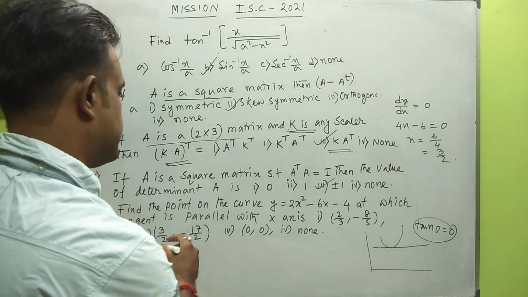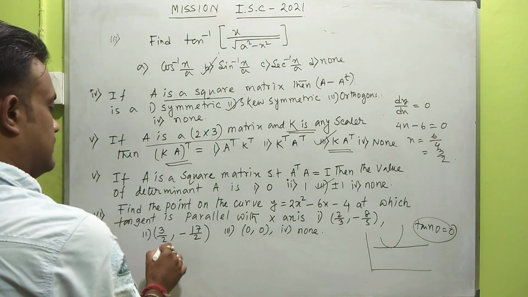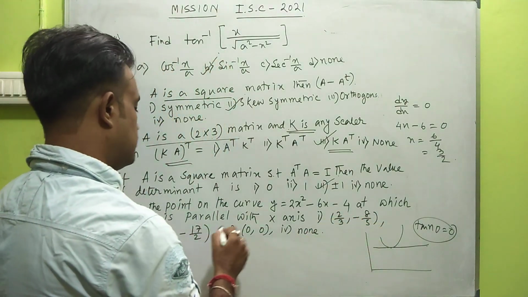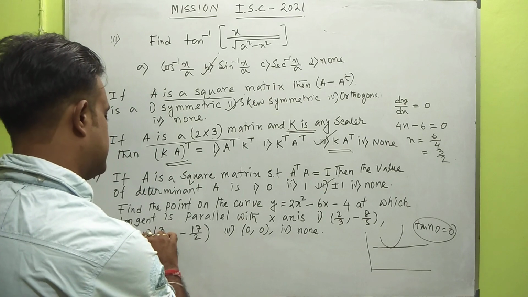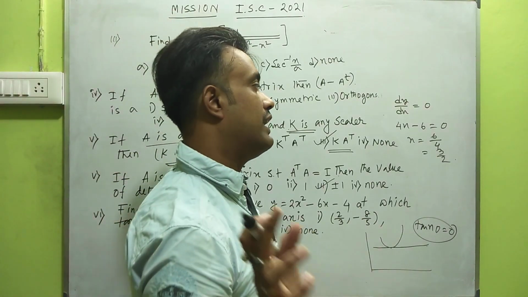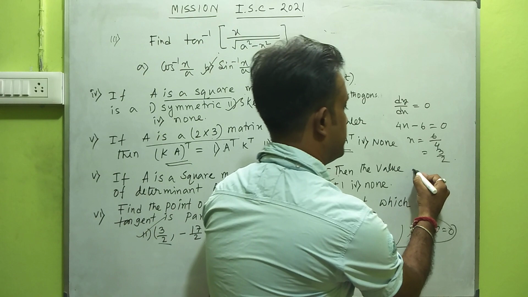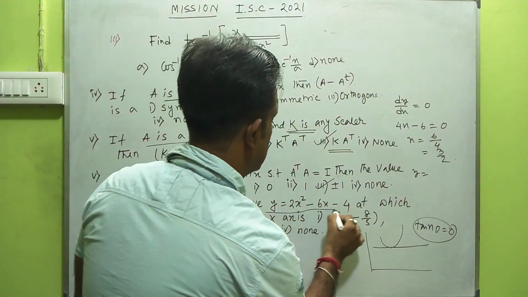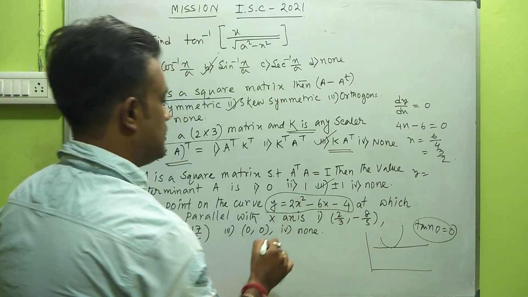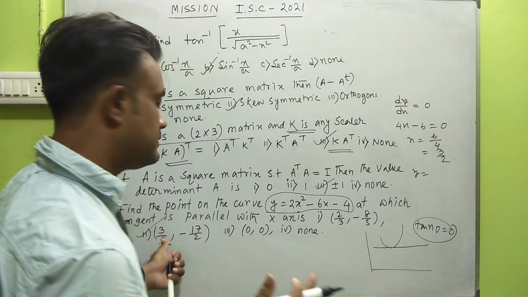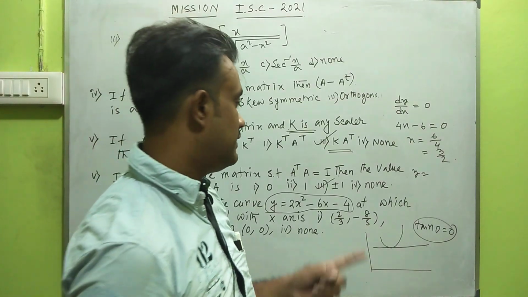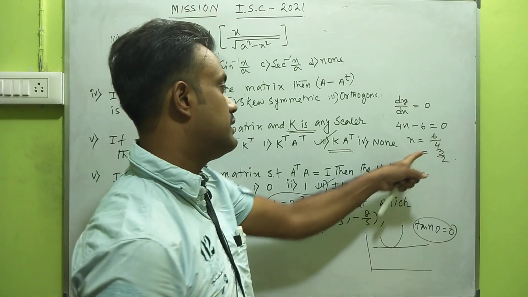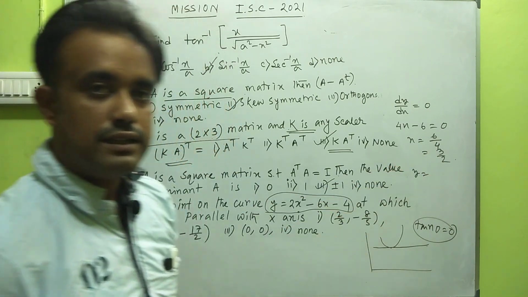So the answer will be x is 3 by 2, and there is no other option which contains 3 by 2. So obviously this answer will be 3 by 2. Otherwise you have to calculate y by putting this value 3 by 2 in the curve equation. If there is another option which contains 3 by 2, then you have to find the value of y. That is, this is the abscissa, and you have to find the ordinate by putting this value in this equation. Okay.